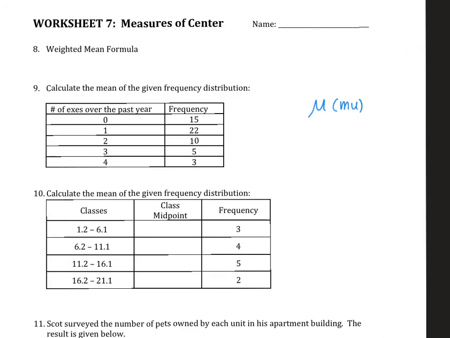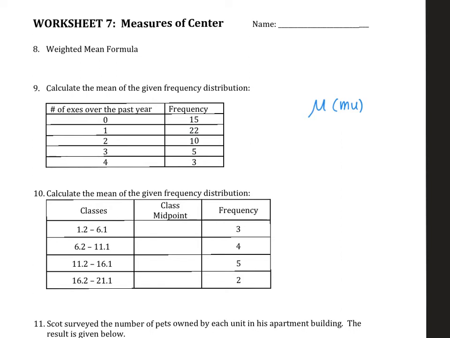Okay, for number 8. A lot of cases, we're not going to give you raw data with a bunch of numbers. We're going to give you a frequency table where data is organized. So to calculate the mean and the median, we have to input our data slightly differently. If you look at number 9, this is our data, but this is our frequency, right? So it's not just 0, there are 15 zeros, and so on and so forth.